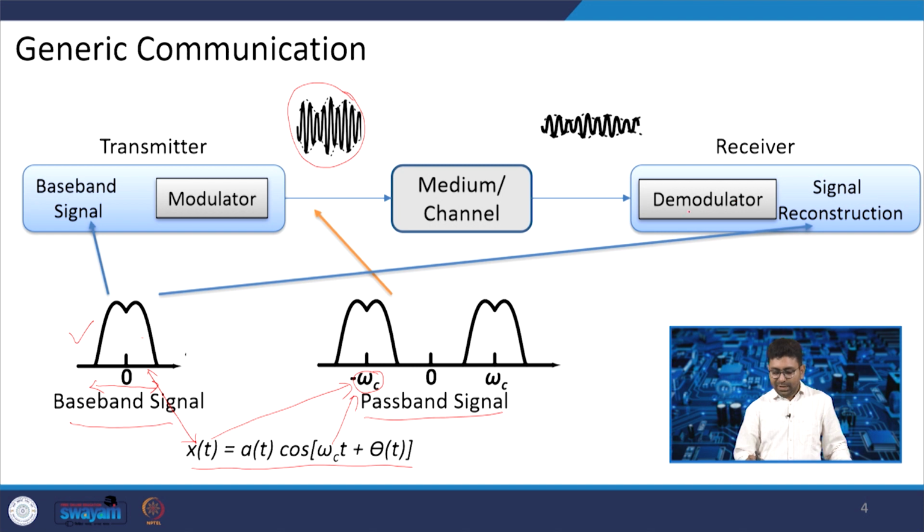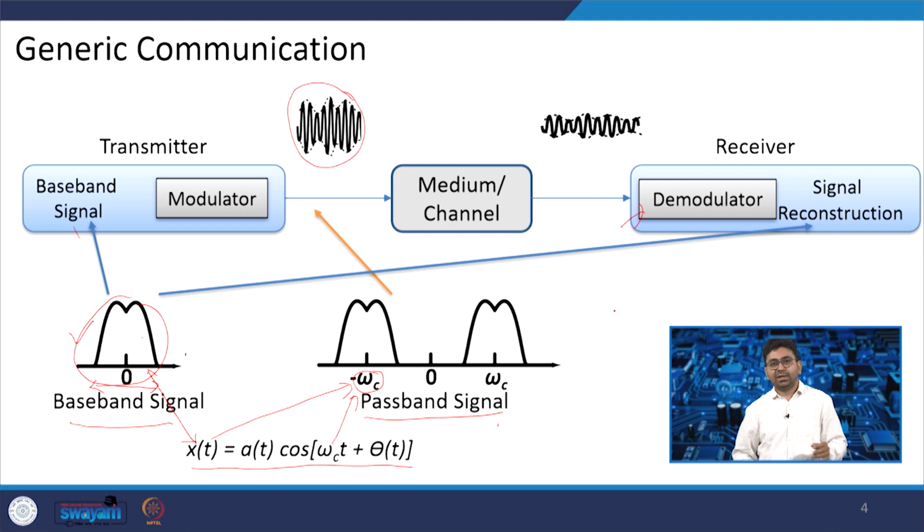So, you require a demodulator. The first component that is required is the demodulator. What exactly will the demodulator do? This passband signal will be converted to the baseband signal. So, this will be down converted to the baseband signal, and then you will get the reconstructed signal. So, this is the signal that you have transferred, and then this is the signal that you have reconstructed.